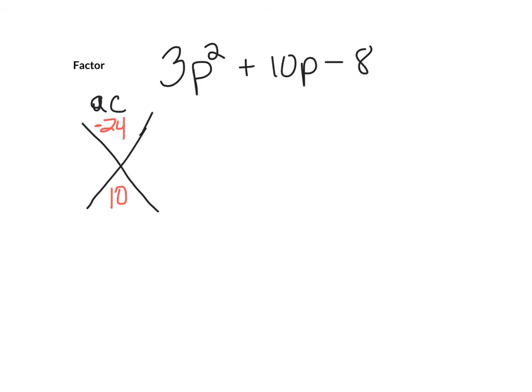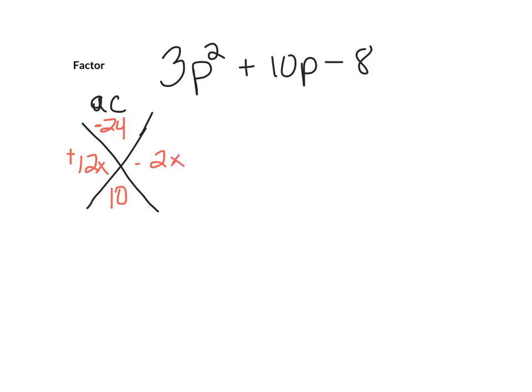Let's try a positive 12 and a negative 2. Positive 12 times a negative 2 is going to give me a negative 24. Positive 12 minus 2 is going to give me 10. Let's plug in my x's since we got it right.